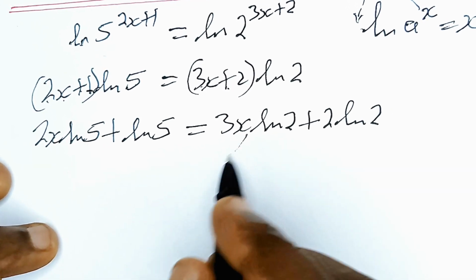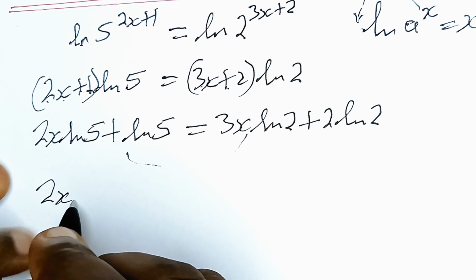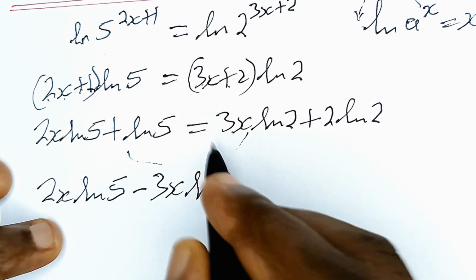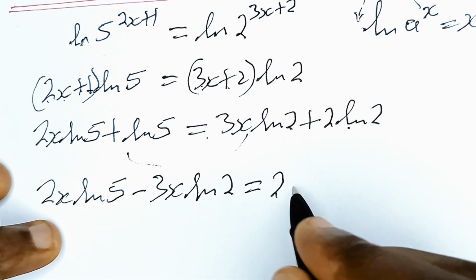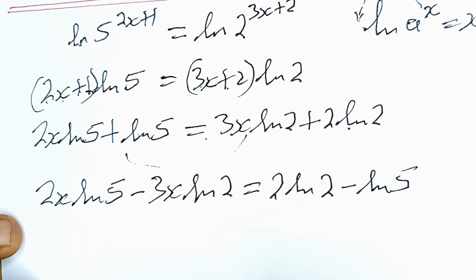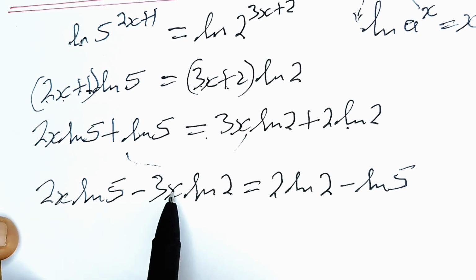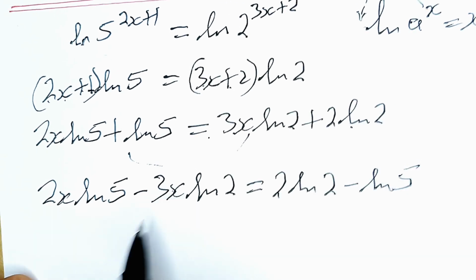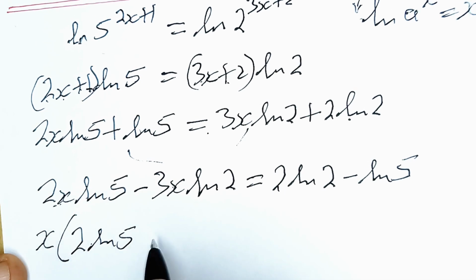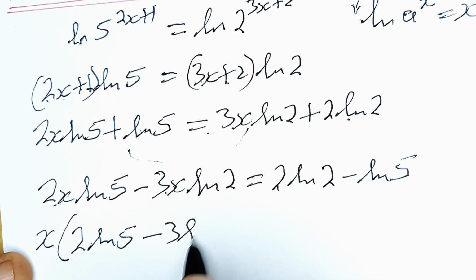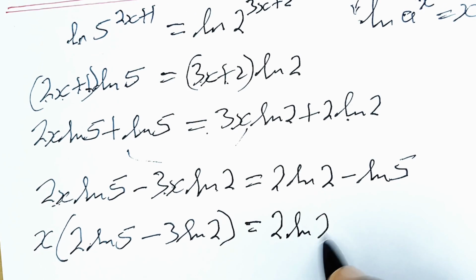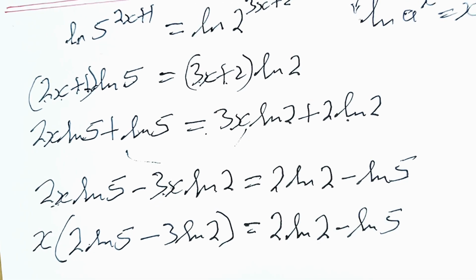Collecting the like terms, this moves over here. So you have 2x ln 5 minus 3x ln 2 is equal to 2 ln 2 minus ln 5. Now, x is common. We can factorize this out. We have x, and dividing this one by x, we are left with 2 ln 5 minus 3 ln 2, equal to 2 ln 2 minus ln 5.